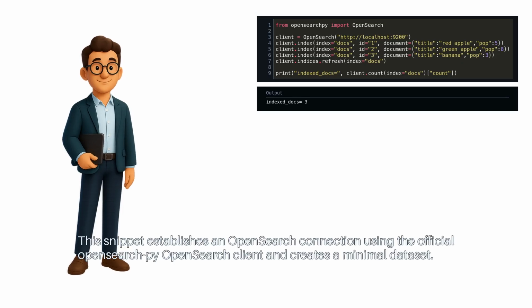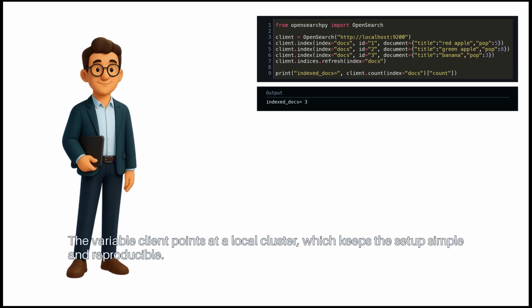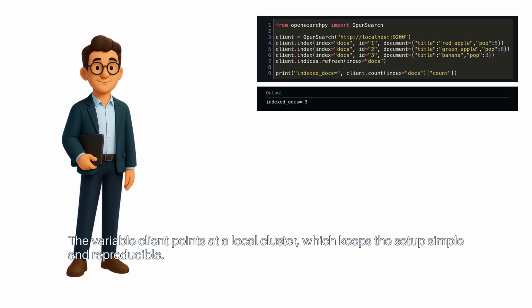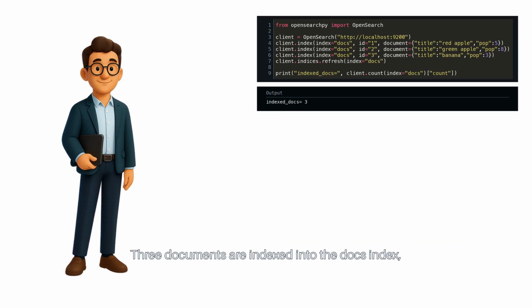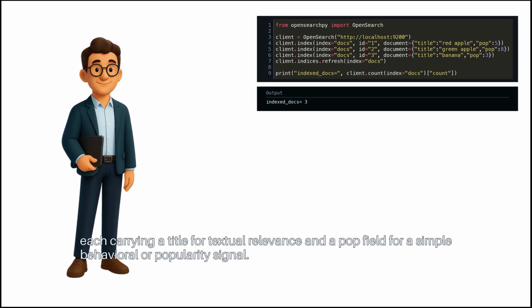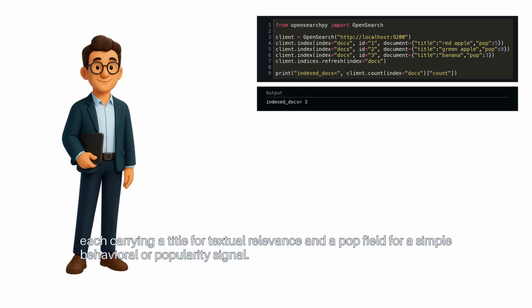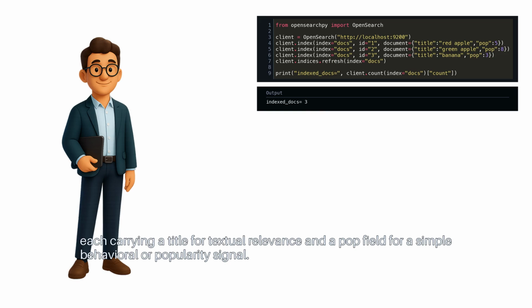This snippet establishes an OpenSearch connection using the official opensearch-py OpenSearch client and creates a minimal dataset. The variable client points at a local cluster, which keeps the setup simple and reproducible. 3 documents are indexed into the docs index, each carrying a title for textual relevance and a pop field for a simple behavioral or popularity signal.